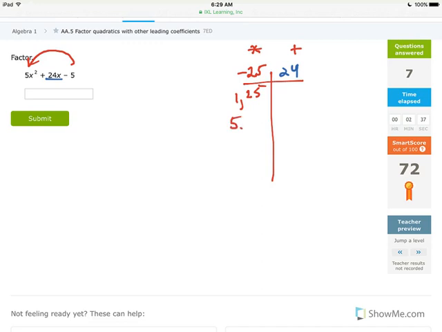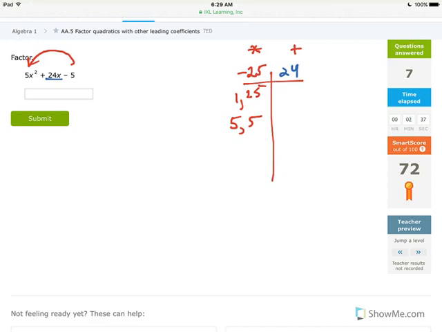So 5 times 5 is 25. Both of these, the way they're written right now, they're both positive. So if you multiplied them, you would get positive 25. To get a negative 25, one of the numbers will have to be negative.